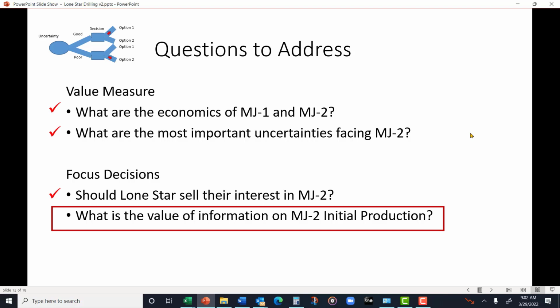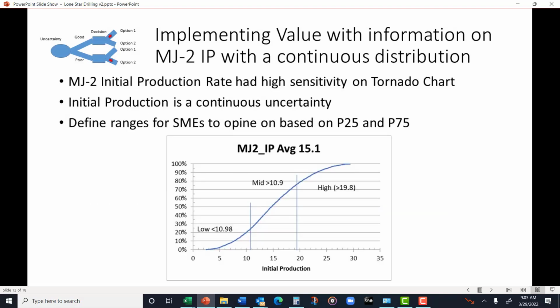opportunity. So now the question becomes, what is the value of information if we could get that on MJ2 initial production, on the initial production? Because remember, that was one of the top uncertainties in the tornado diagram. So the initial production of MJ2 has this kind of a distribution. It goes down to 2 and up to 30.